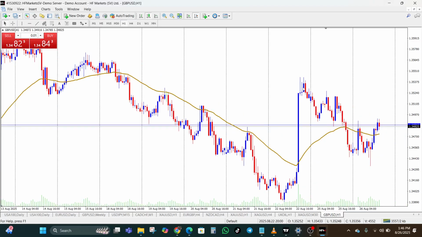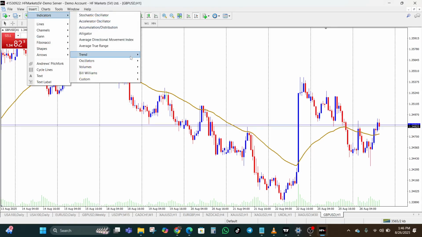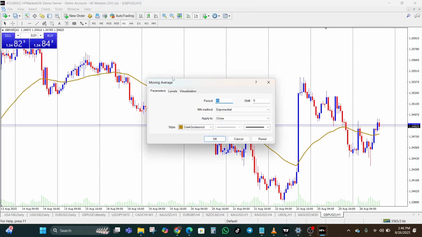So now, in case you do not know how to add a moving average in MT4, you just have to go to the insert menu at the top. You go to indicators, then you go to trend, and then you select moving average. From there, you can set the period, whether you want a 50 period moving average or a 20 or 200 or 100 or whatever. You just set it from here.